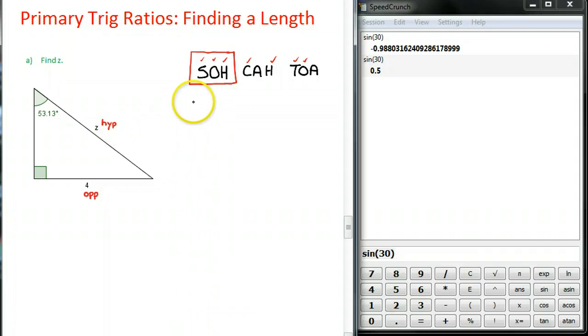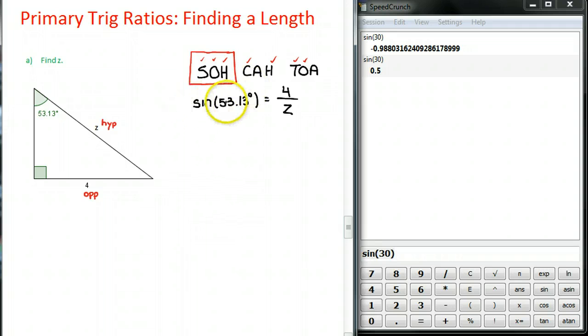So that means that we're going to take the sine of 53.13 degrees, and that's equal to the opposite, which is 4, over the hypotenuse, which is z. Now a couple things to note here. First thing, notice that I've actually put a degree symbol. If you don't put a degree symbol, you're saying that you're working in radians.